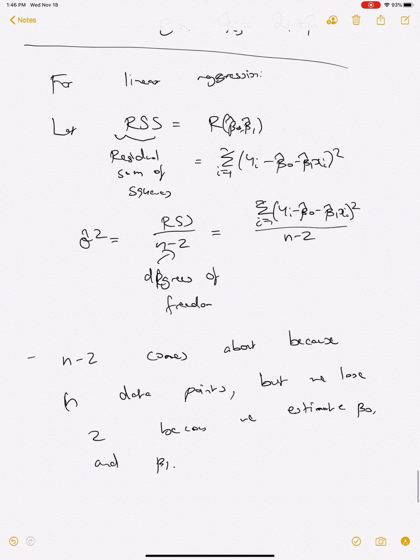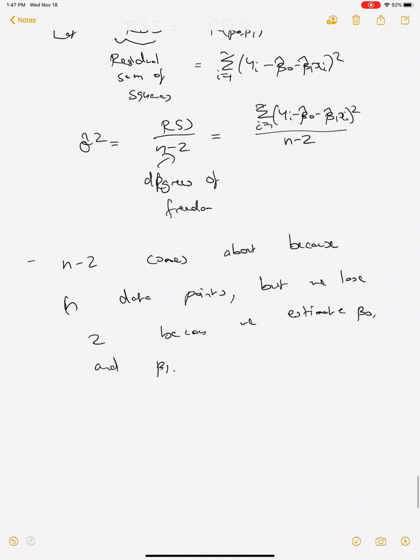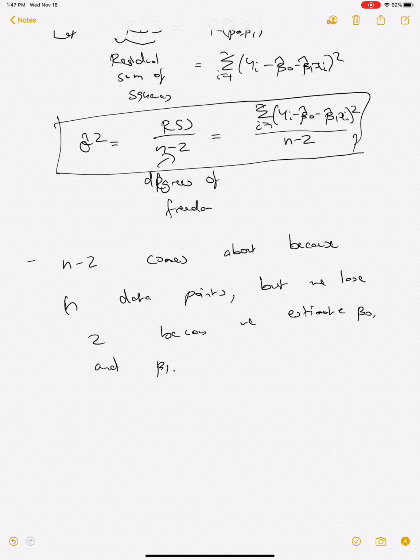Remember that I mentioned that one way to interpret degrees of freedom is the number of samples you have minus the number of parameters that you're trying to estimate, because in some sense you have to use the data to estimate each of the parameters that you have. And so this is our estimate for sigma hat squared that we typically use.